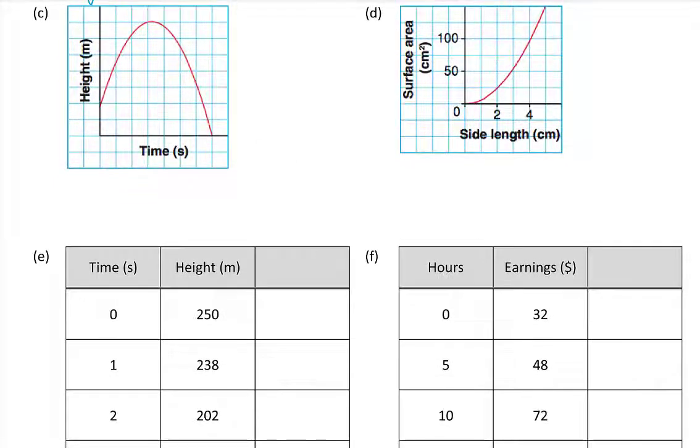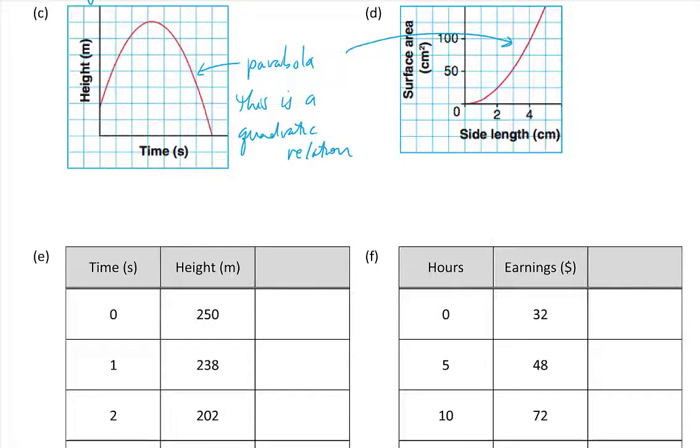Now let's look at our two graphs. The graph in example C is a parabola, so this is quadratic. And similarly, in part D, it could also represent a parabola. Both C and D are quadratics.